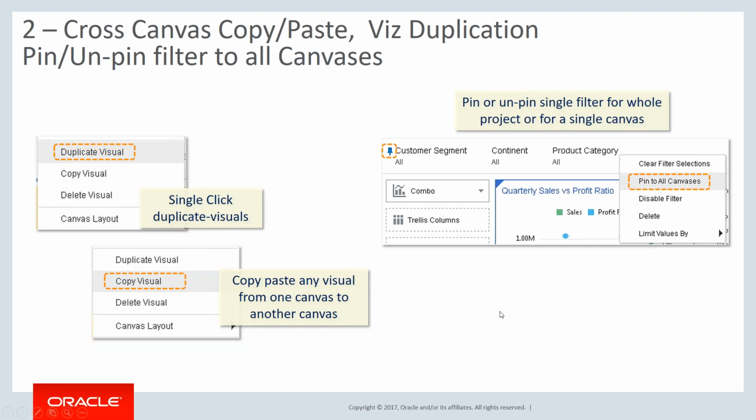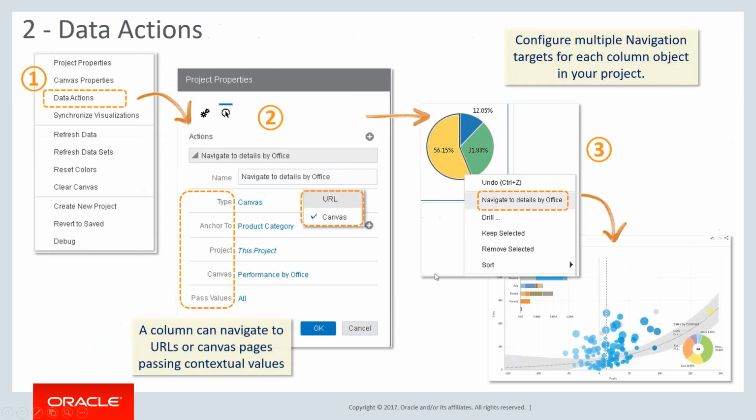You can pin and unpin the filter pane on various canvases and control whether a given filter control applies to all of your canvases in the project or just a single canvas. And that's very helpful for being able to give finer control over how we filter those canvases and those visualizations. We'll show that as well.